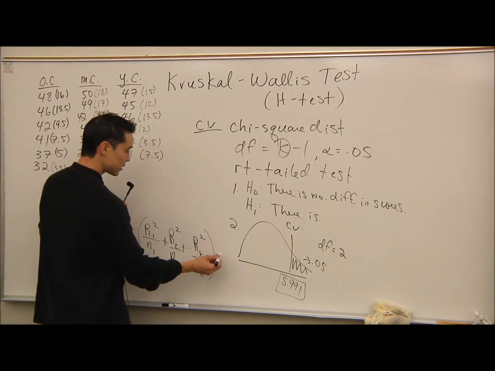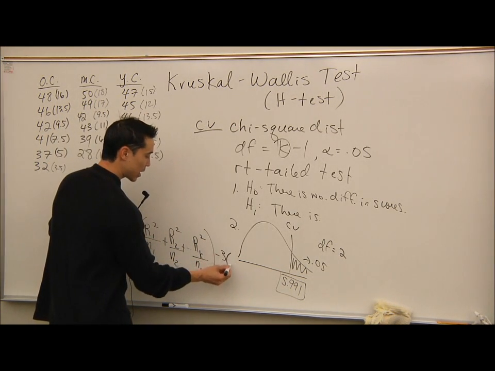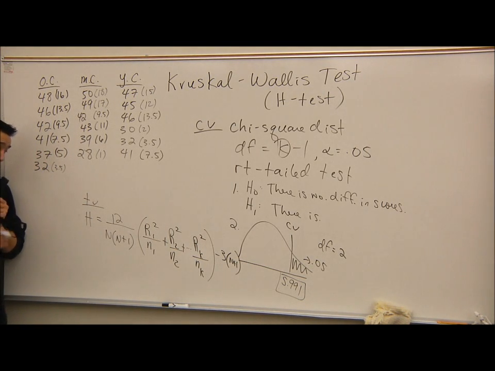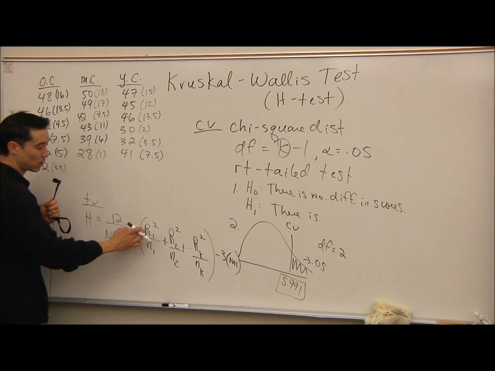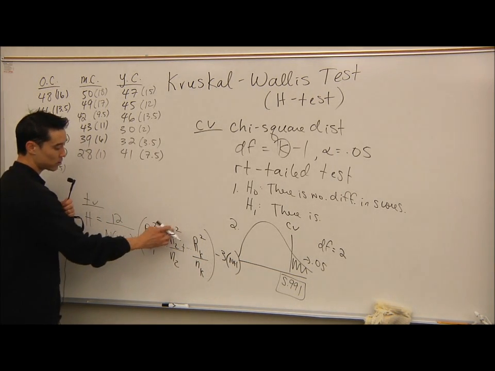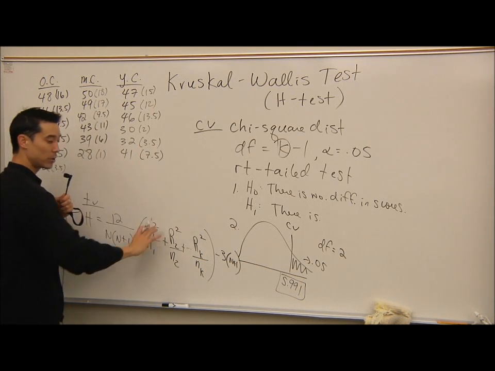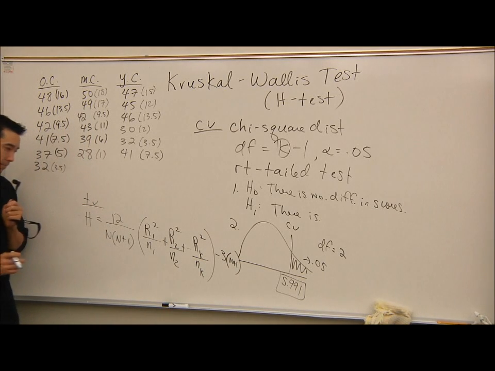Then minus, and don't miss this out, 3 times capital N plus 1, close parentheses. That's your formula: 12 divided by capital N times capital N plus 1, times R1 squared over N1 plus R2 squared over N2 plus however many groups you have. In this case, we're only going to have 3, but you could have 4 or more. Minus 3 times capital N plus 1.